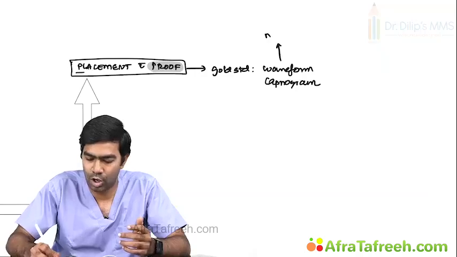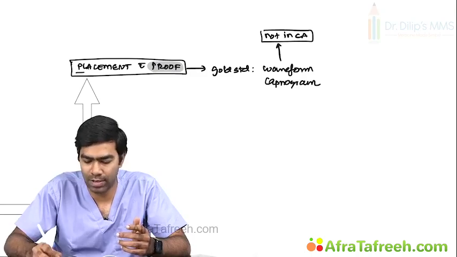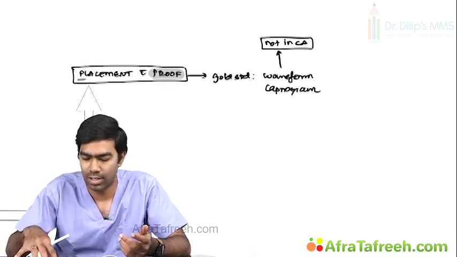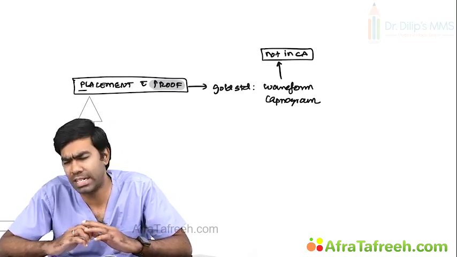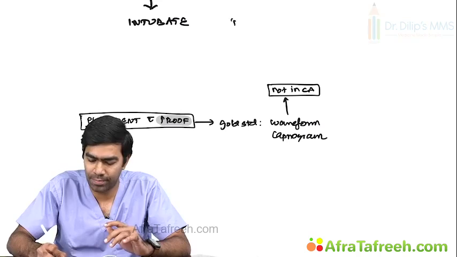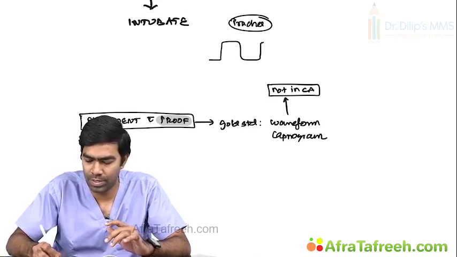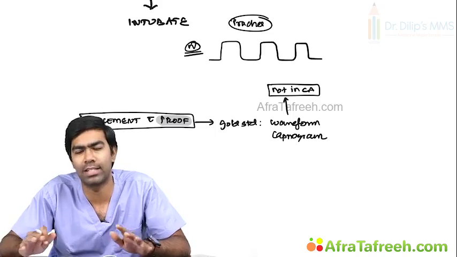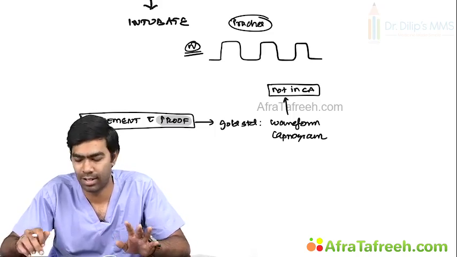So let us see how waveform capnography is going to help. Remember, the patient is not in cardiac arrest. You can feel the pulse. You can see the monitor. The saturation is on. The pulse is on. In this condition, waveform capnography is definitely the gold standard. So if the tube is in the trachea, your waveform should be something like this for sure. So this is the normal waveform. If you don't get this, definitely the tube is not in the trachea.